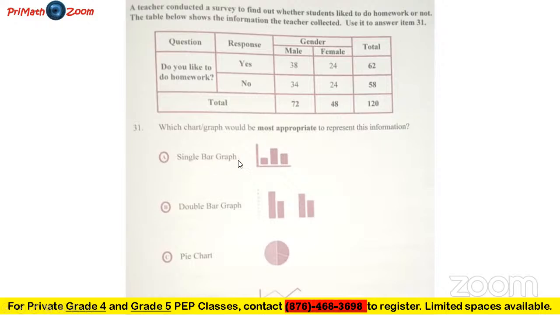So we have a single bar graph. A single bar graph can be used. However, it will be a lot of different things that we have to consider there on this single bar graph. However, if we use a double bar graph, we could show yes or no for both male and females, or we could show male and female who says yes and who says no. So far, double bar graph looks really appropriate, most appropriate. A pie chart would not really show this kind of comparison. And a line graph would not really show this kind of comparison. And so the most appropriate graph or chart will be B, the double bar graph.